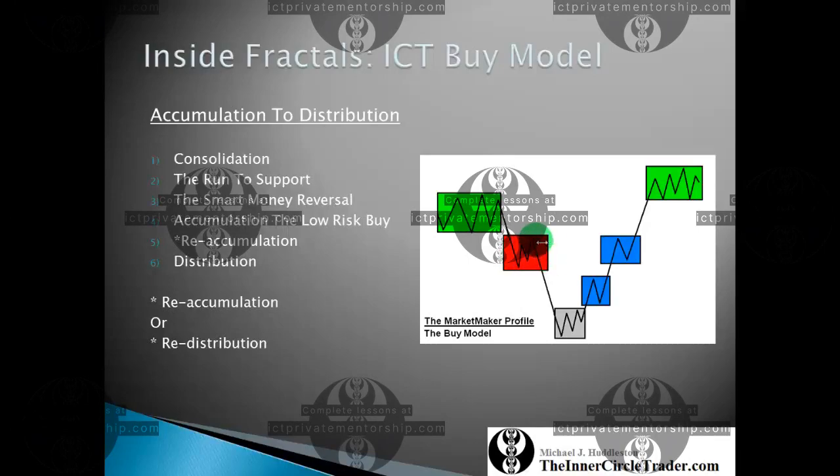Now what I'm doing is conceptualizing the overall framework of what builds the idea of an ICT buy model. I move down into a support level that will cause some measure of buying and then the subsequent price move higher. The third stage in the overall model is the smart money reversal.